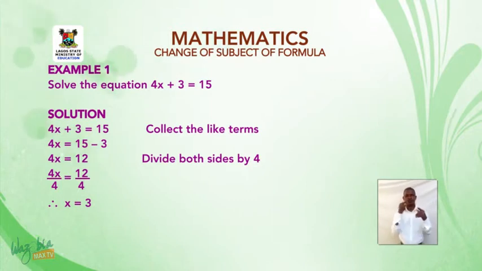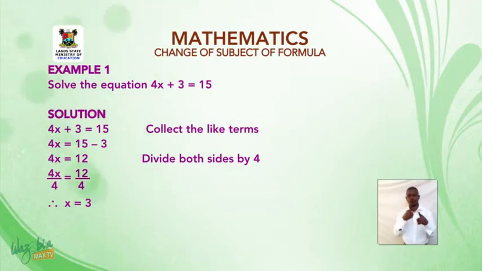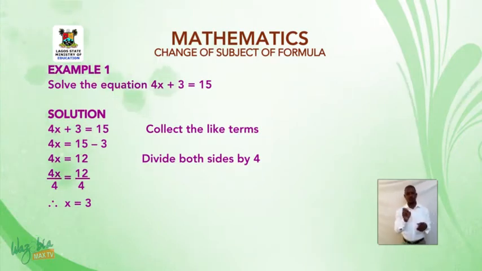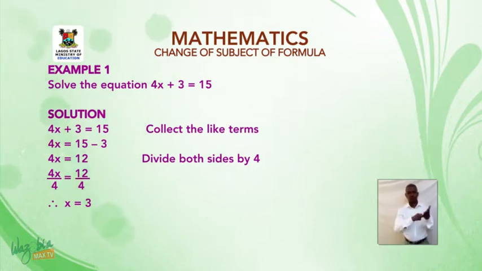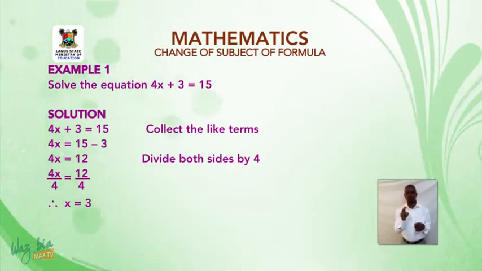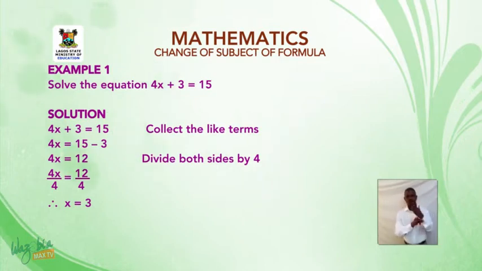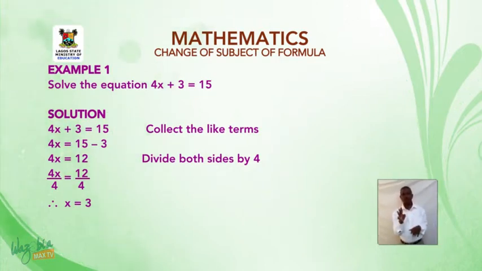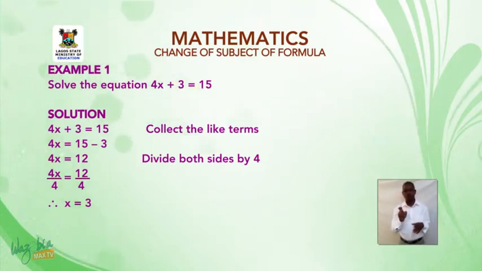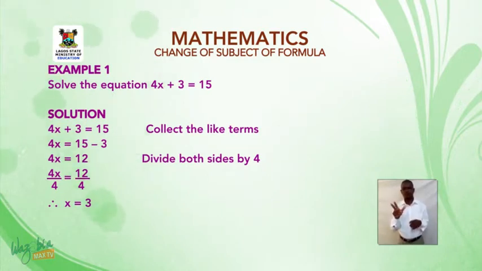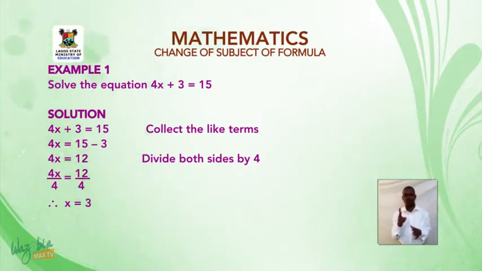Example 1. Solve the equation 4x plus 3 is equal to 15. Solution. 4x plus 3 is equal to 15. Collect the like terms. 4x is equal to 15 minus 3. 4x is equal to 12. Divide both sides by 4. 4x over 4 is equal to 12 over 4. Therefore, x is equal to 3.